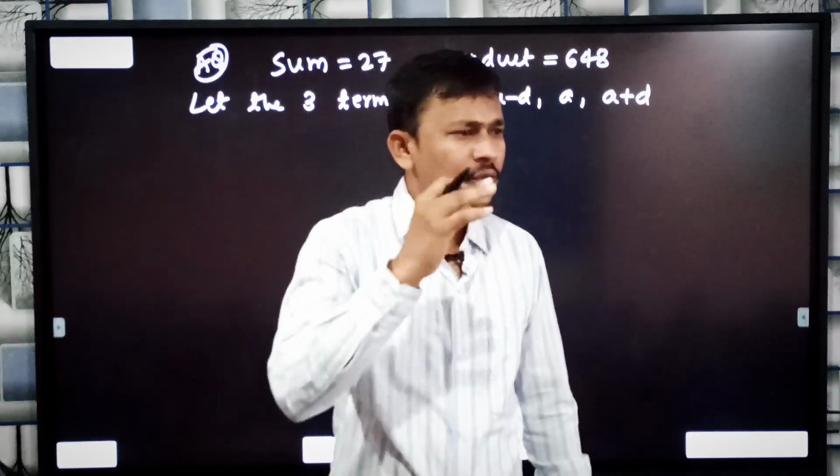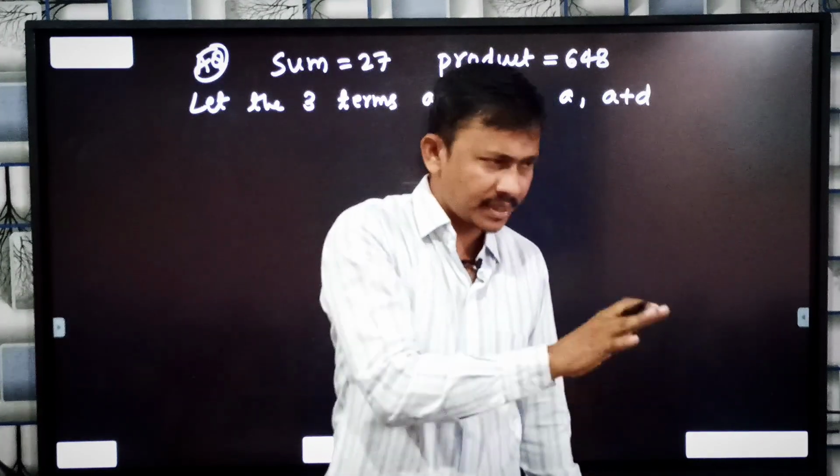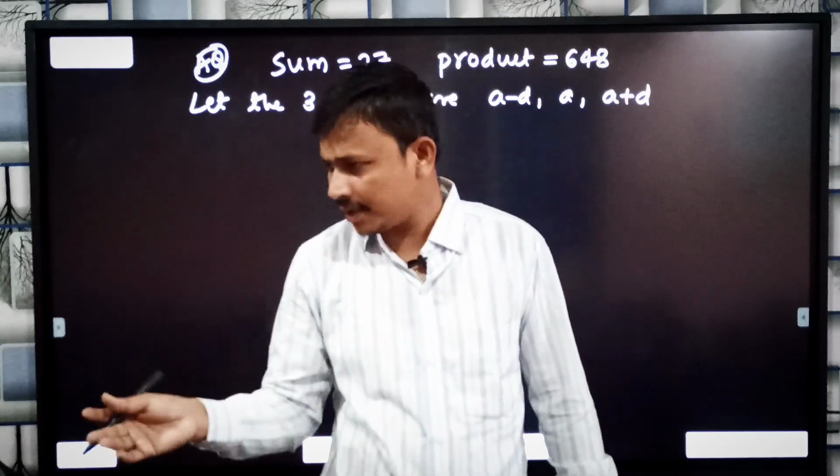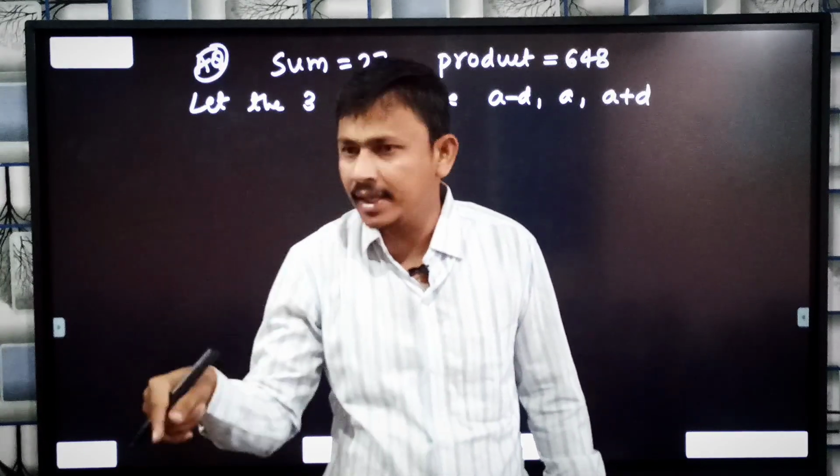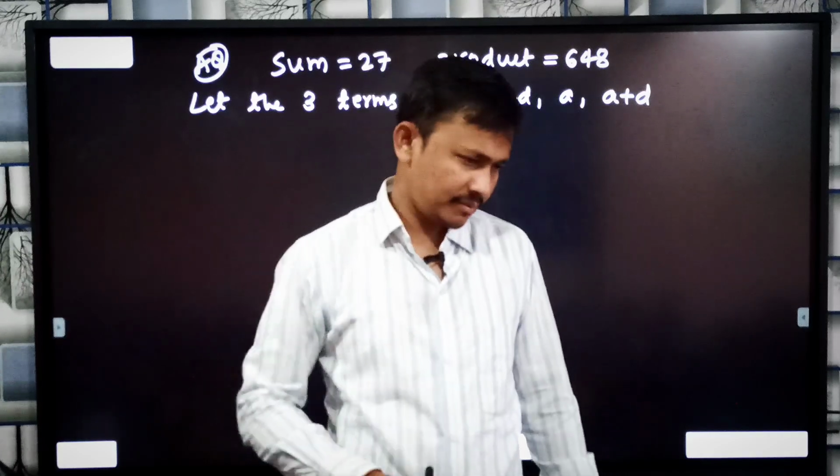We are assuming that those 3 terms are in AP. Yes or no? They have given that they are in AP. What we need to take? A minus d, a, a plus d.